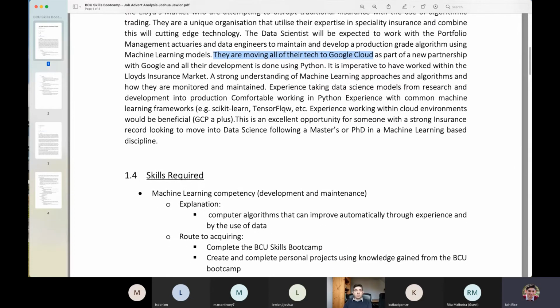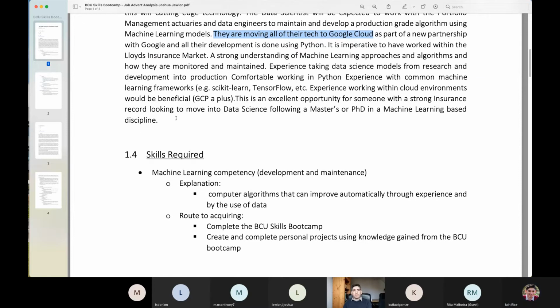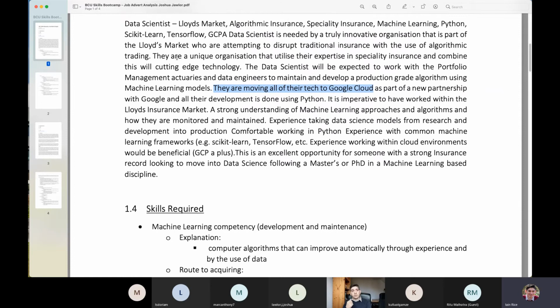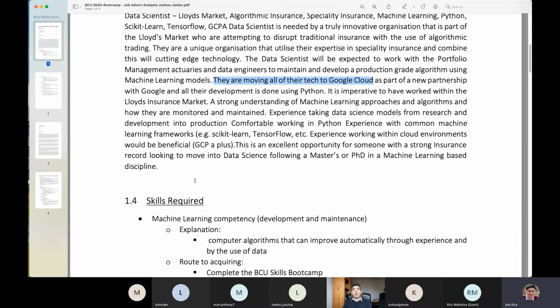But it's all back to what they're looking for is you being comfortable working with Python, using scikit-learn, TensorFlow, and experience with cloud environments, ideally GCP. Now, it's very easy for me to be critical and to look at this from the sidelines, but you can get experience with Python, comfortable with Python, scikit-learn, TensorFlow, and algorithmic thinking. You can do all of that without a degree.